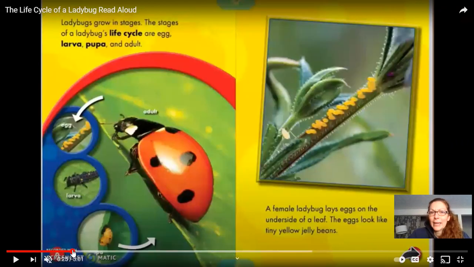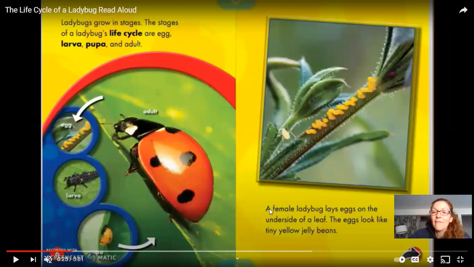I mean, it sounds scary, but I don't think it's pretty scary. Ladybugs grow in stages. The stages of a ladybug's life cycle are egg, larva, pupa, and adult. Like those names? Let's read it again. Egg, say larva, say pupa, say adult. I know you like to say pupa. I could see you smiling during it.